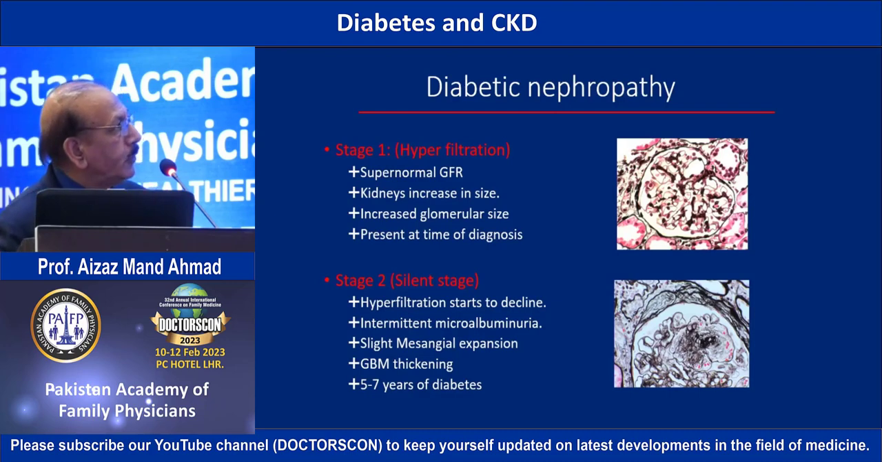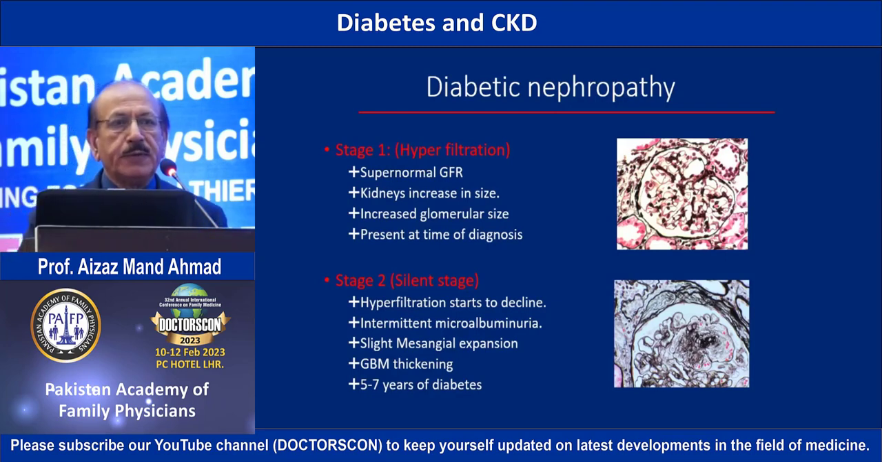Now in stage 1, you will see that the GFR is supernormal, the kidneys are increased in size, there is increased glomerular size, and it is present at the time of diagnosis. Stage 2 is the silent stage, which follows hyperfiltration, and then this hyperfiltration starts to decline to normal. Then intermittent microalbuminuria may occur, and you may find under the microscope some mesangial expansion.